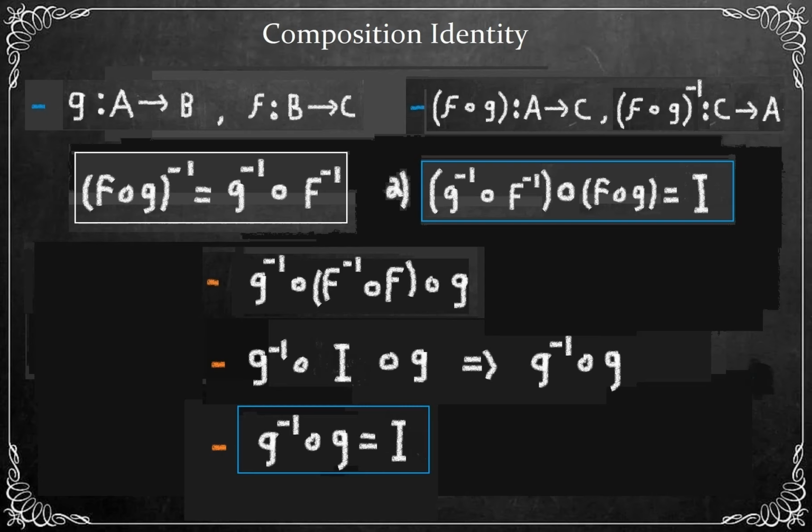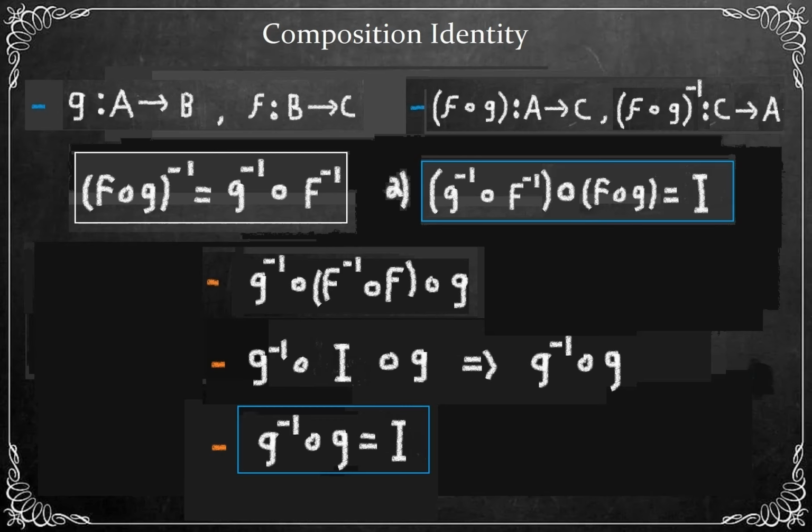Next, we apply the composition property. We have f inverse circle f returns the identity function capital I. We get g inverse circle capital I circle g, which just simplifies to g inverse circle g. See that? Last bullet. What we just said just equals capital I, the identity function, which matches blue box 2.